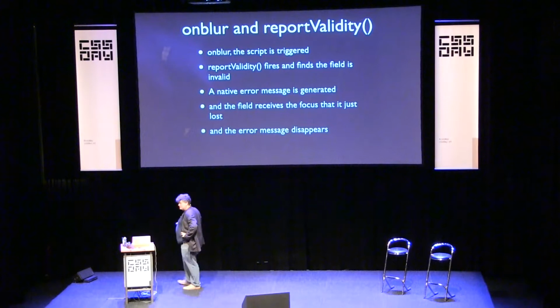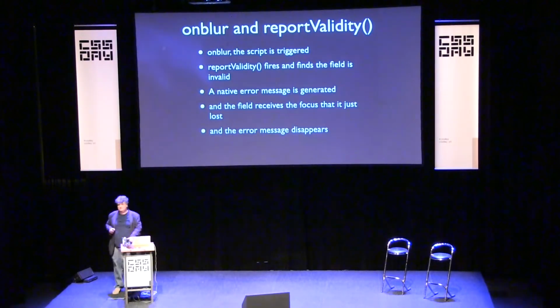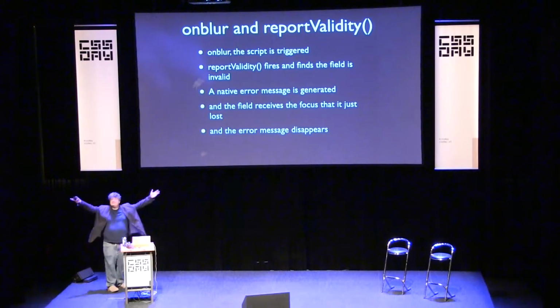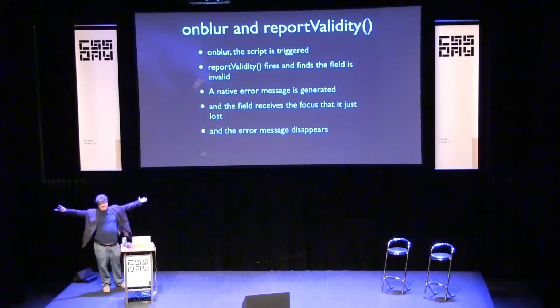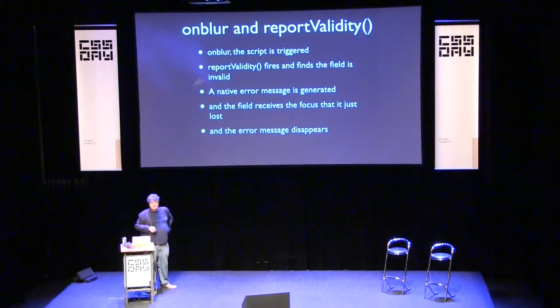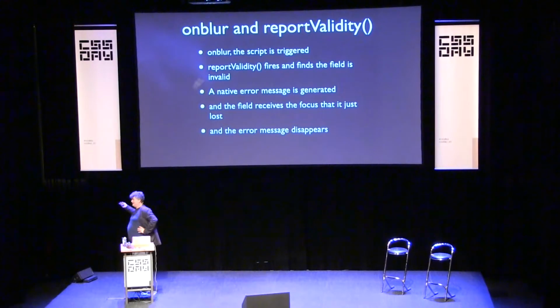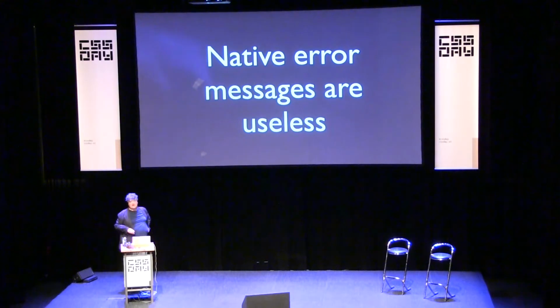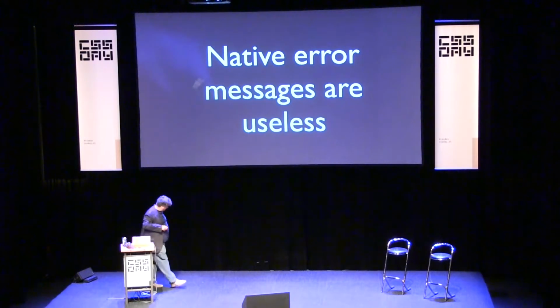You're starting to understand what a fun thing browser compatibility research is, right? I mean, it took me, I can't remember how long, but a pretty long time before I finally figured out what was going on here. Whatever. I'm sorry, I can't help you here. This is probably the most downbeat slide of my entire presentation. Using onblur and report validity together is just not going to work. And that means that native error messages are completely useless. This is an official conclusion. You can quote me on this.